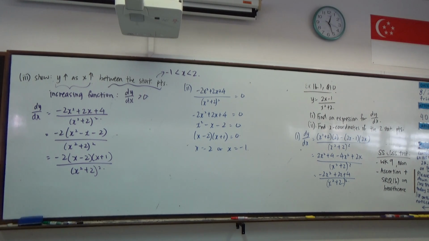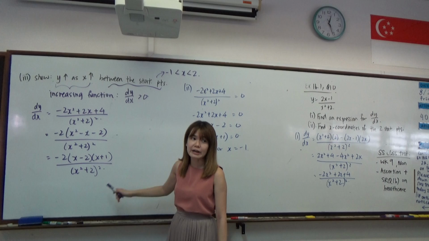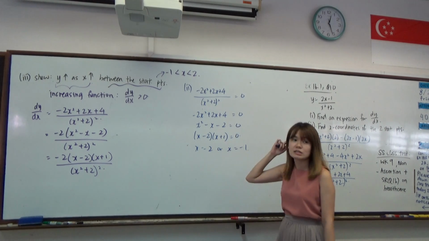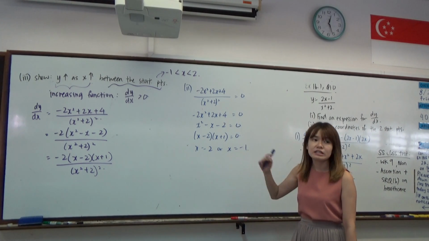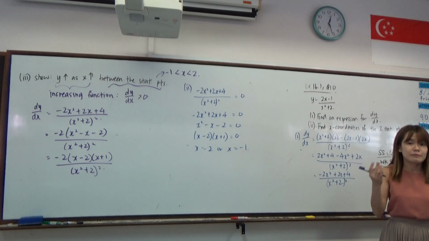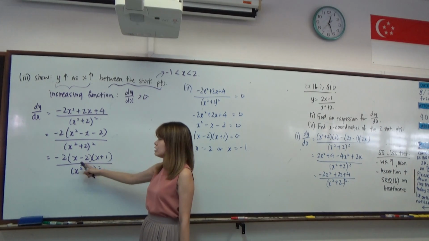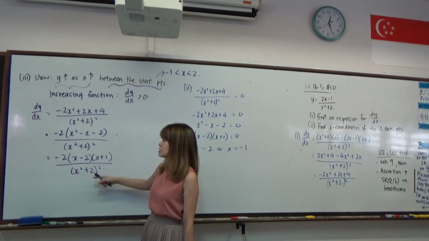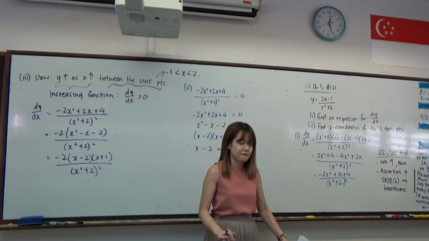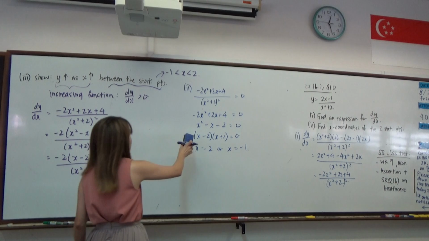I need to verify that for this interval, every single part of this fraction will always be more than 0, or else if it's negative, there must be a double negative such that it becomes a positive, because we know minus minus is plus. So if this were negative and this negative, then it will cancel to become positive, then the other one must still be a positive.